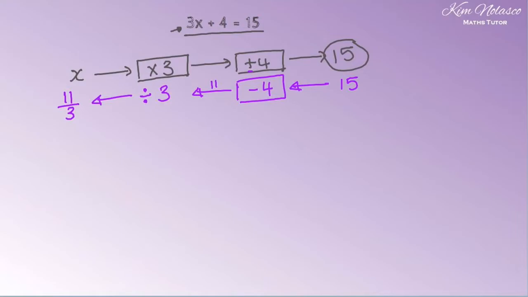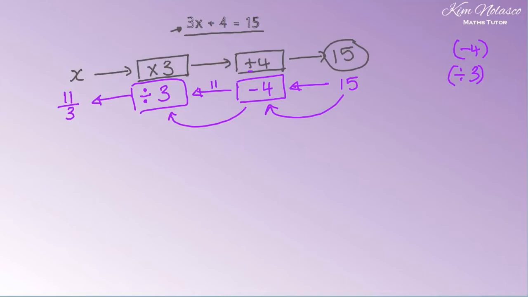Okay, you don't need to change it into decimals. You can leave it as 11 over 3, but make sure that the fraction is simplified. I'm going to show you how to do this without using the function machine. We're at 15, so we take away 4 first. I'm just going to write it here, and then we divide by 3.